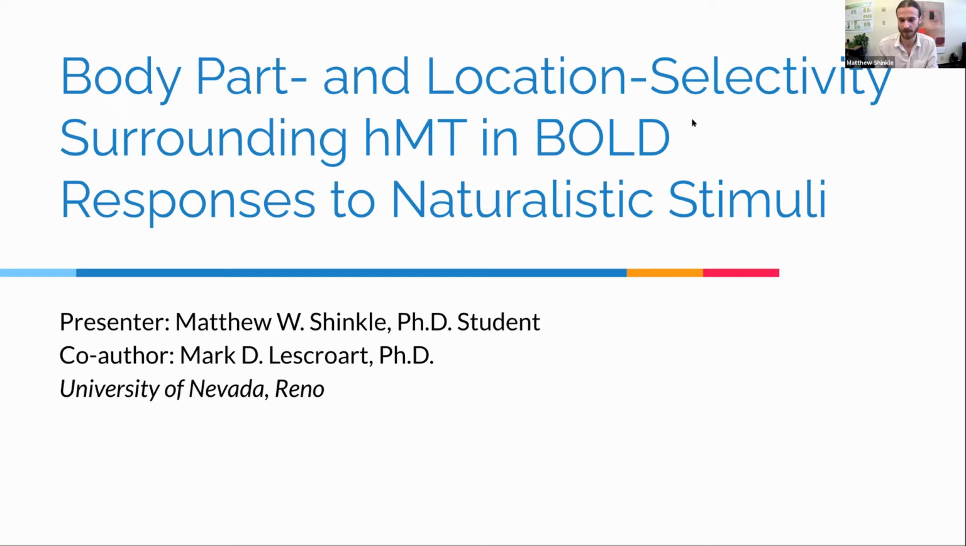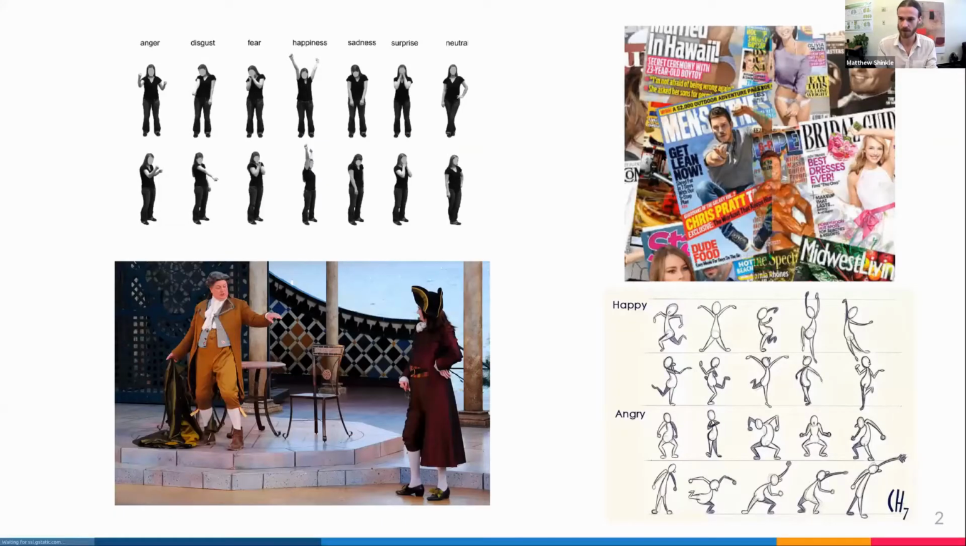We actually spend a lot of time in our everyday lives looking at bodies, and this is because bodies can tell us a lot of things. Everyone from stage actors to advertisers to animators know that you can convey a lot about someone's intentions and communication and emotions just from the positions of their body parts. And so this raises the question of where bodies and body parts and their positions are represented in the brain.